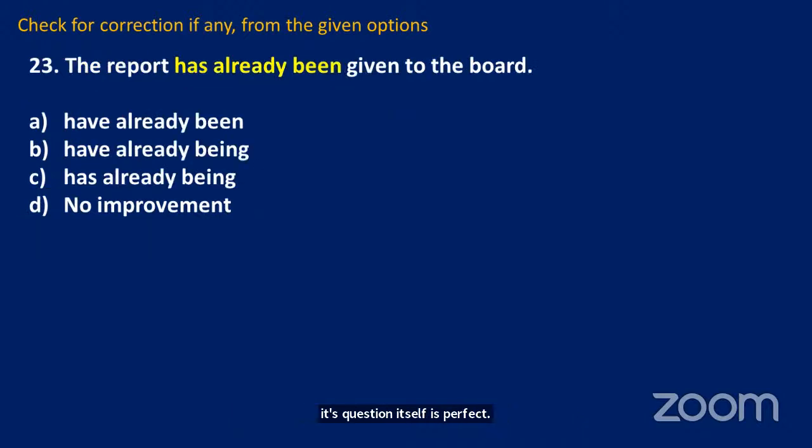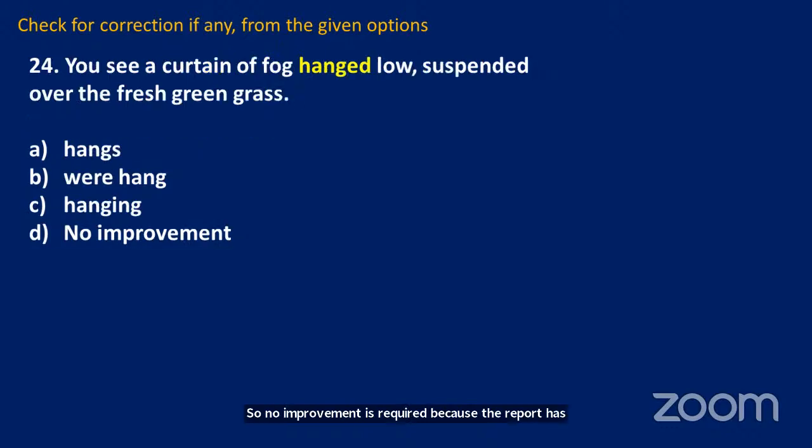The report has already been given to the board. So the report has already been, or report have already been, or the report has already been, or no improvement? So no improvement is required because the report has already been given to the board. All right, see the next question.